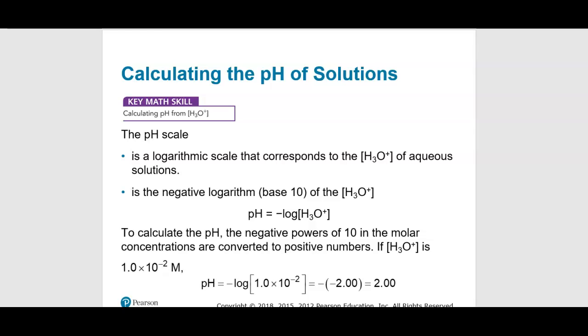Okay, here's the deal with the pH scale. You notice that pH is 7 with a 10 to the minus 7th hydronium ion concentration. Well, the pH scale is a logarithmic scale. And the pH is simply the negative base 10 logarithm of the hydronium ion concentration. So pH is equal to minus log of the hydronium ion concentration. To calculate the pH, the negative powers of 10 in the molar concentrations are converted to positive numbers. So if the hydronium ion concentration is 1 times 10 to the minus 2, it's the negative logarithm of 1 times 10 to the minus 2, so it's going to be equal to 2.